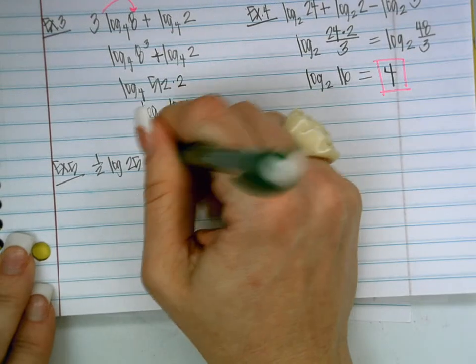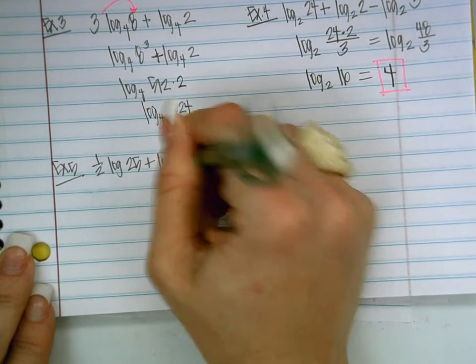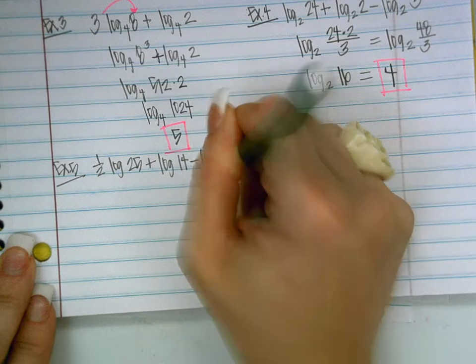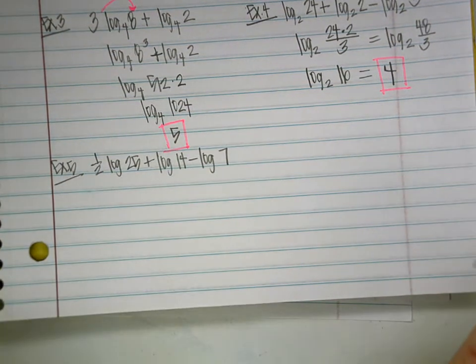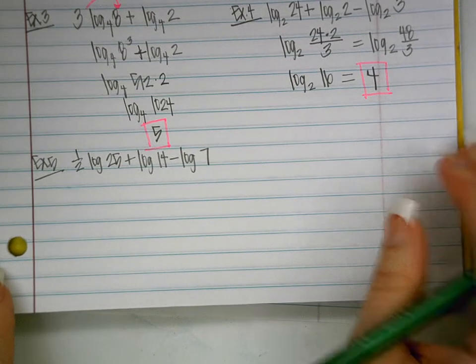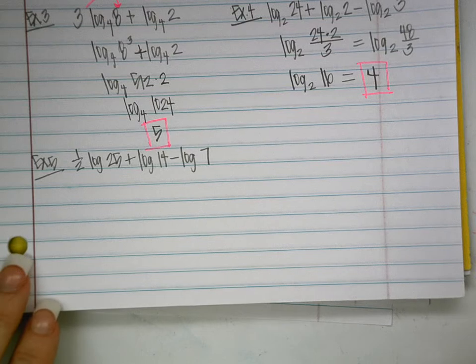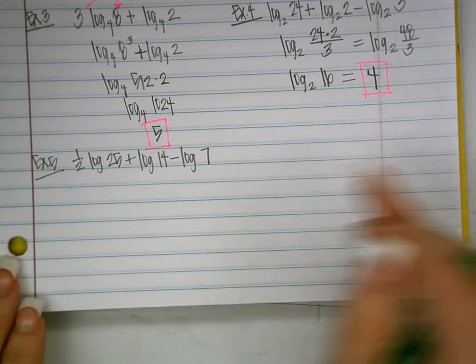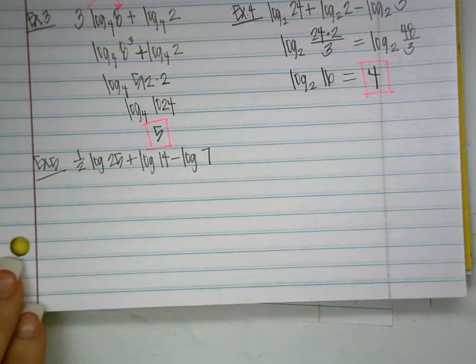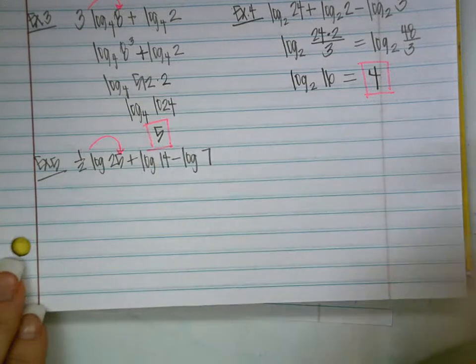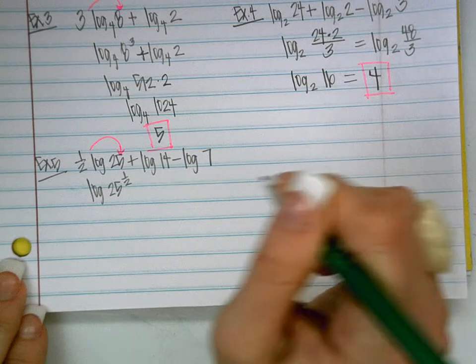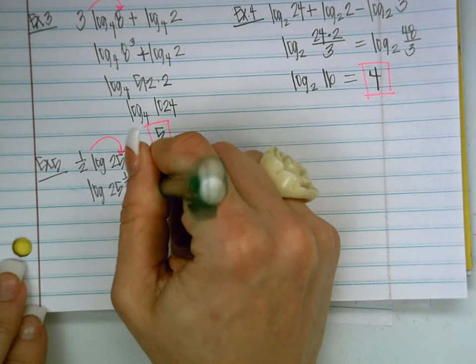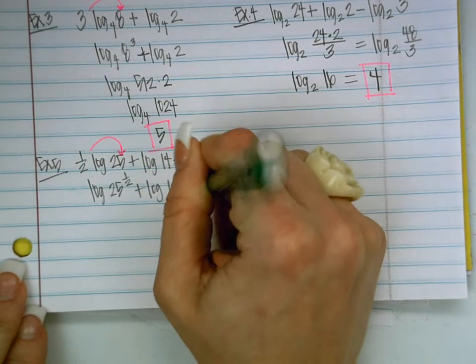Okay, let's try 1/2 log 25 plus log 14 minus log 7. So before you do anything else, you always have to take care of these exponents first. So this is going to become an exponent. So that becomes log 25 to the 1/2 power plus log 14 minus log 7.